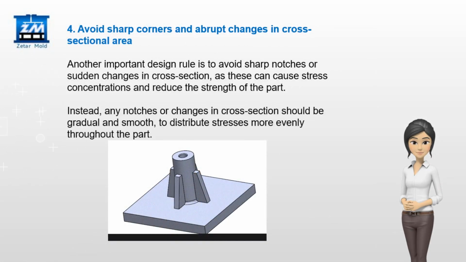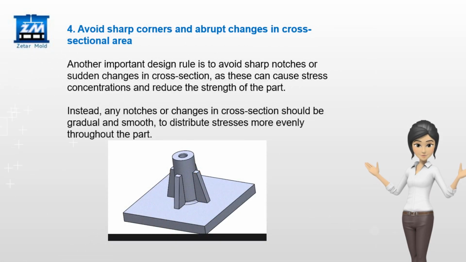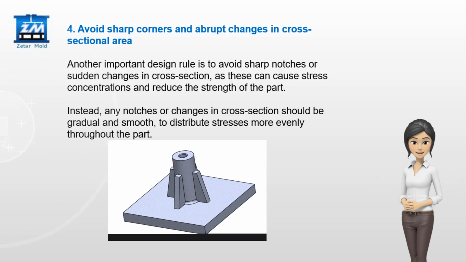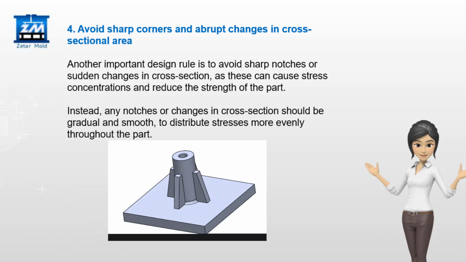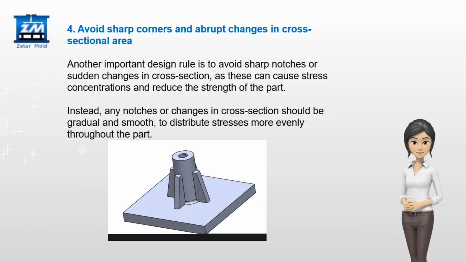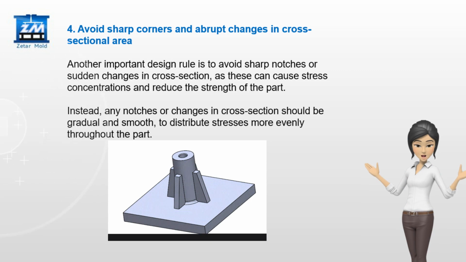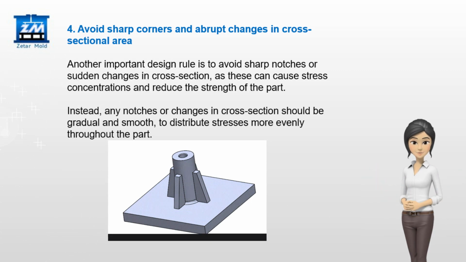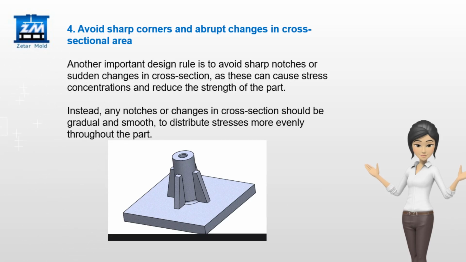Avoid sharp corners and abrupt changes in cross-sectional area. Another important design rule is to avoid sharp notches or sudden changes in cross-section, as these can cause stress concentrations and reduce the strength of the part. Instead, any notches or changes in cross-section should be gradual and smooth, to distribute stresses more evenly throughout the part.